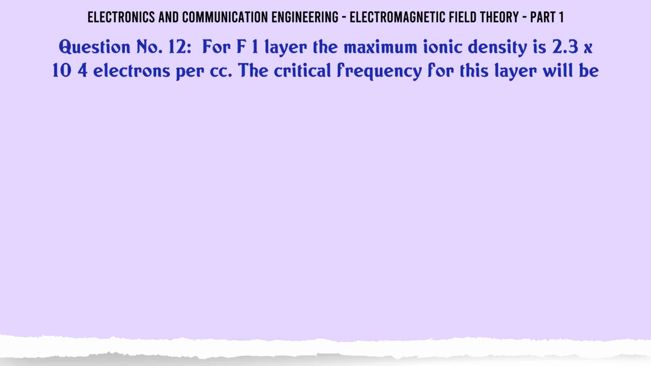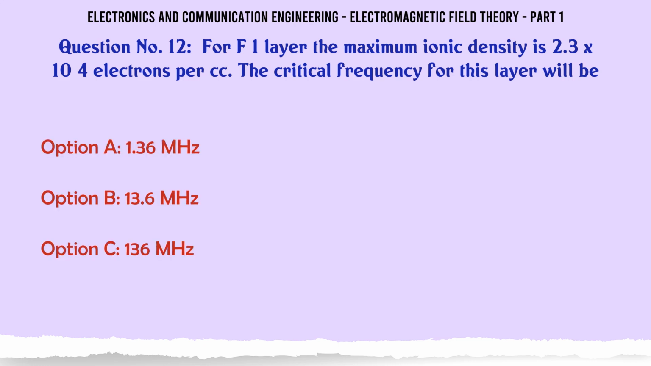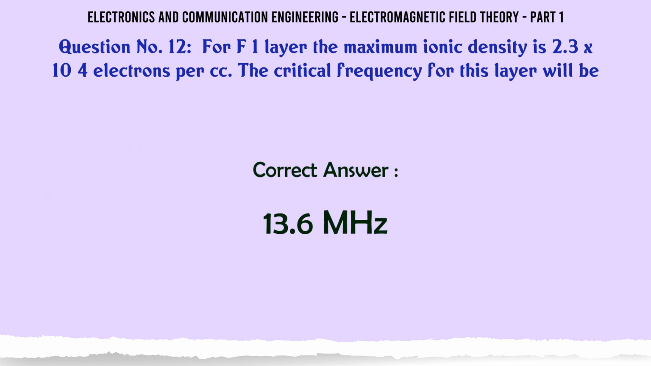For F1 layer the maximum ionic density is 2.3 × 10⁴ electrons per cc. The critical frequency for this layer will be A 1.36 MHz, B 13.6 MHz, C 136 MHz, D 1360 MHz. The correct answer is 13.6 MHz.